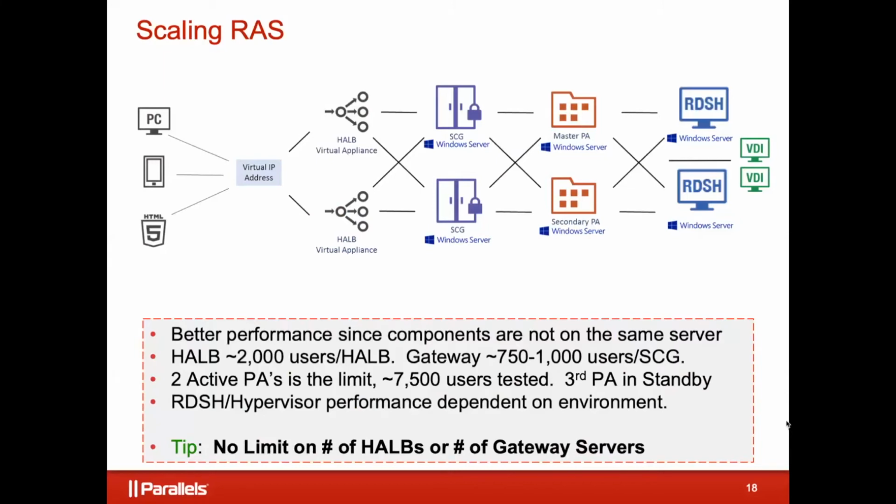Because I've split them apart, I now have better performance since the components are not on the same server. I mentioned that a HALB can support about 2,000 users per load balancer, so it gives you an idea for the scalability on that. And the gateway, around 750 to 1,000 users per single gateway, depending what you're pushing through in terms of traffic. But that's about what we've been seeing in production. So if you had 2,000 users, probably 3 gateways would give you some redundancy, maybe 4, but somewhere in that neighborhood, right?